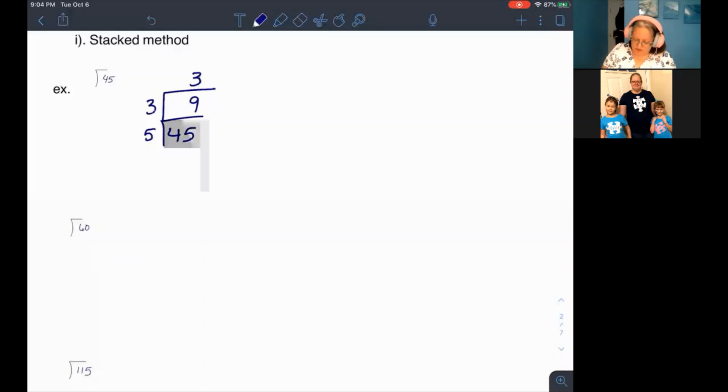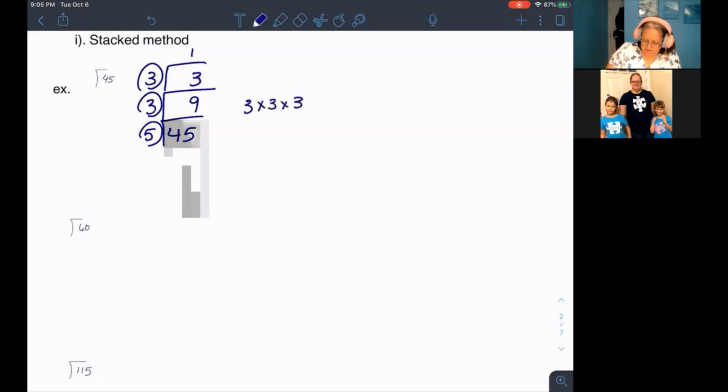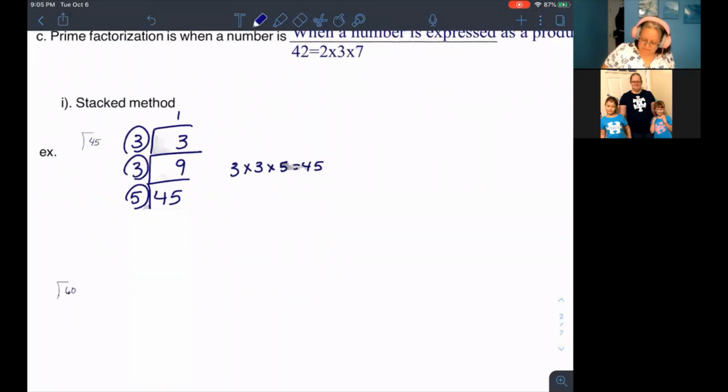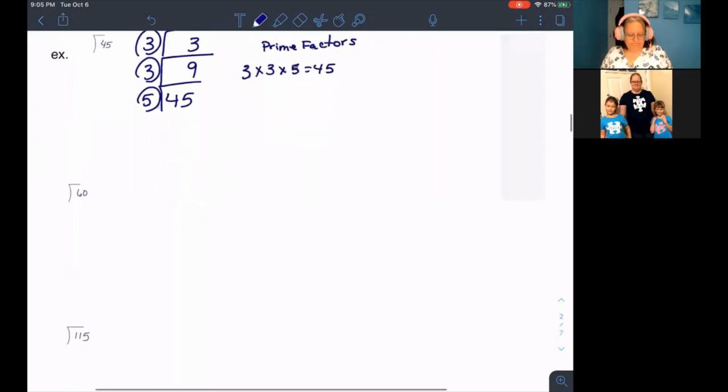So that gives us the prime factors of 5, 3, and 3. So if you take 3 times 3 times 5, it gives you 45. So those are the prime factors using the stacked method.